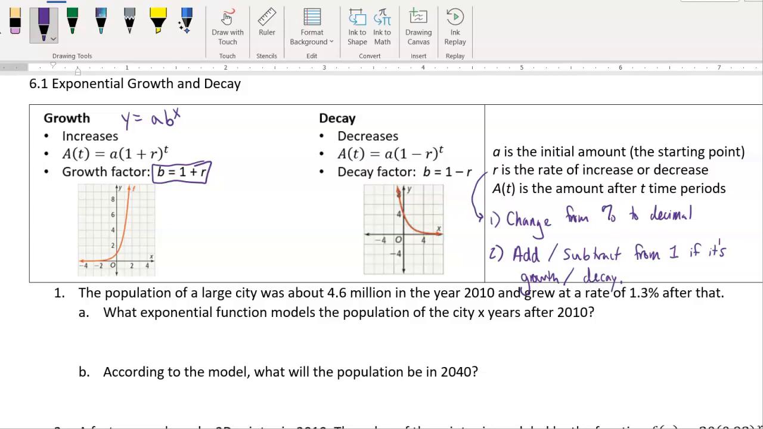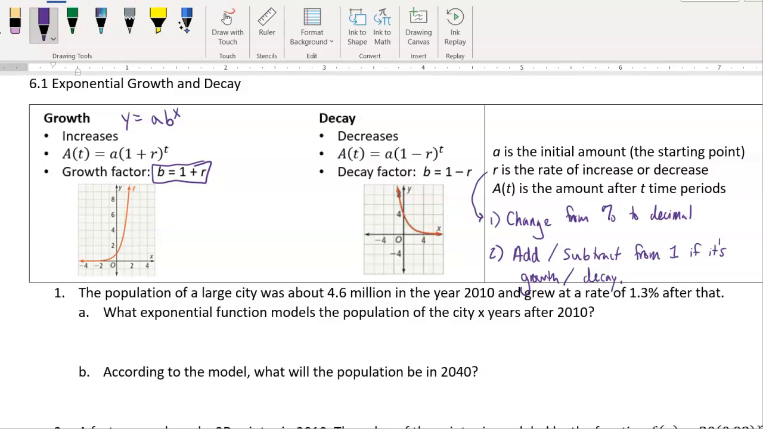To find b, we have to take 1 plus our value of r, where r represents your percent as a decimal, which we'll talk about more in just a second. That gives us the equation we can create for exponential growth. The same thing is true for decay. Remember, decay is when b is between 0 and 1. Then it's going to decrease from left to right, decrease over time.